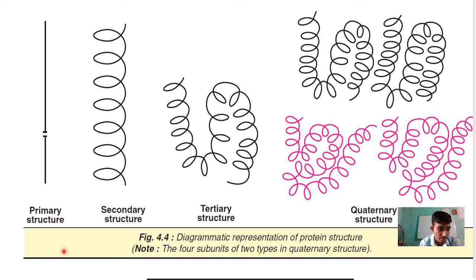But before discussing the structure, I want to say some properties of the primary structure. The primary structure is written from the left side to the right side. On the left side is the amino group, and on the right side is the carboxyl group. And there is no dissociable bond present on the polypeptide chain.